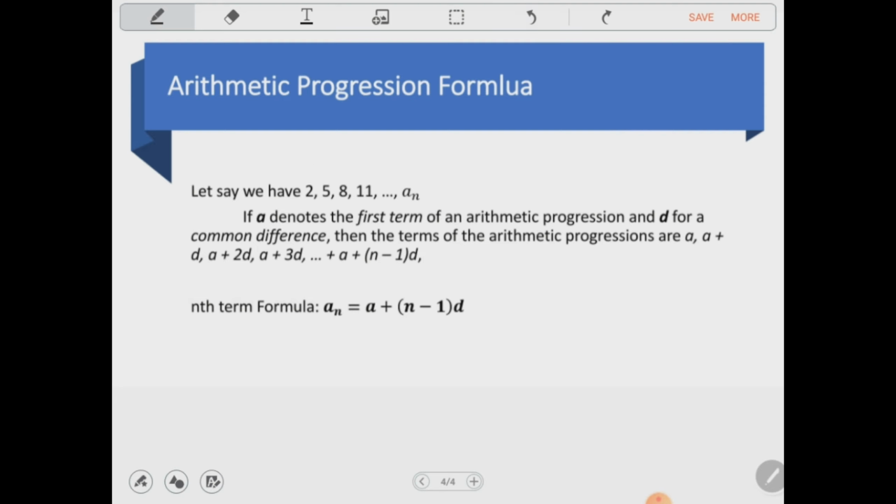So now we can say that to find the next term, we can use the formula of A plus the quantity of n minus 1 times D. It means that you can use this formula to find any terms in the sequence. So let me give you an example to prove that.